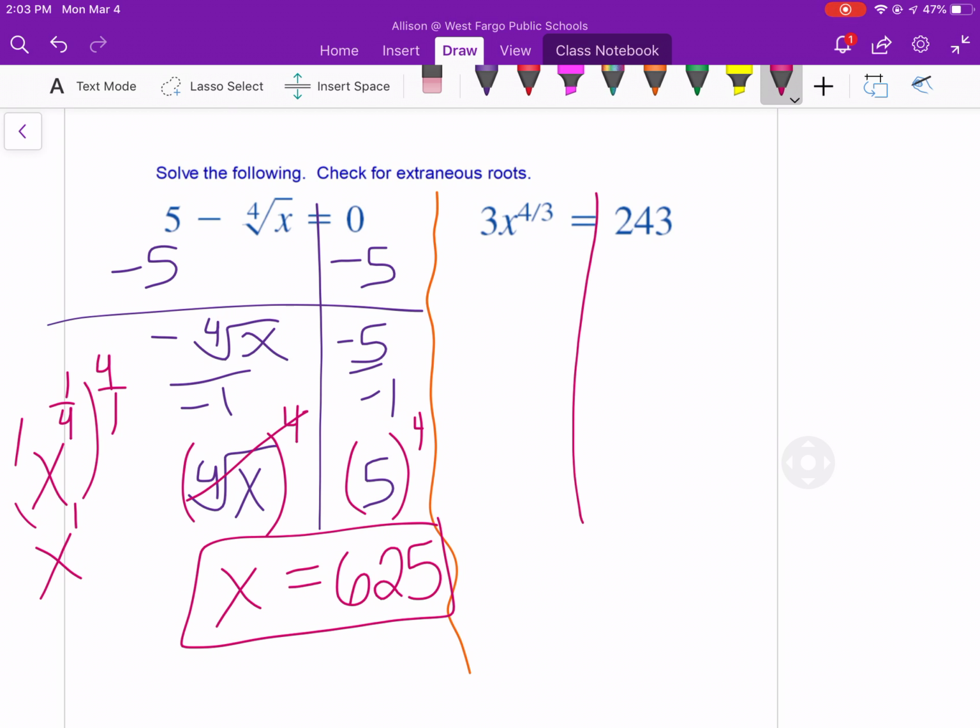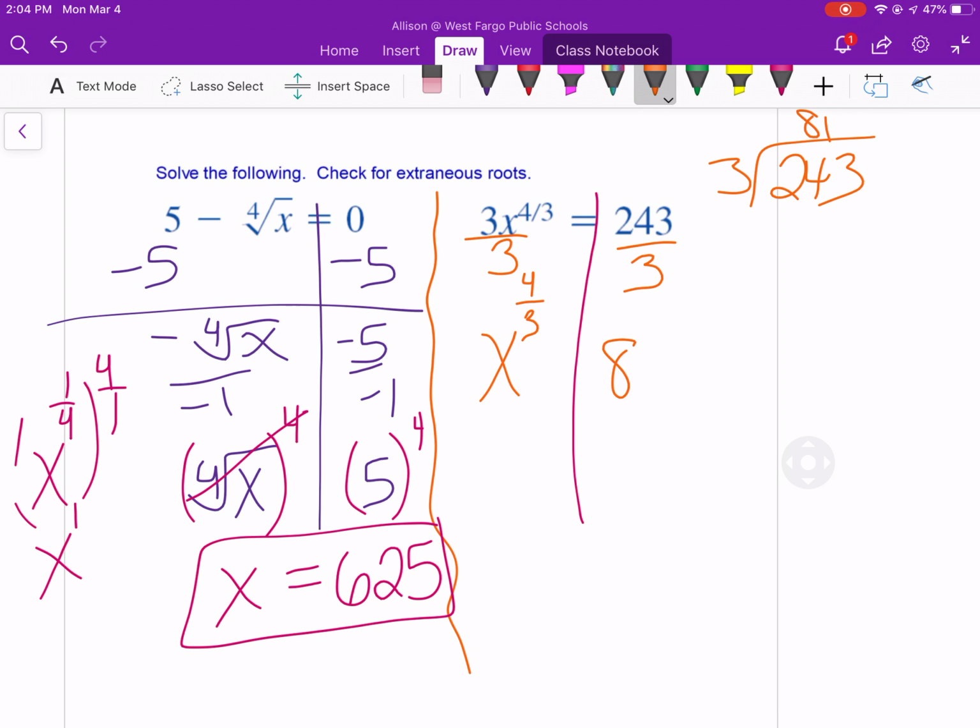Okay, the one on the left here. First, I'm going to divide by 3 on both sides. That's going to give me my x by itself, so I'm going to get x to the 4/3 equals now 24 divided by 3 is 8, and then 1, so we got 81 here. So x to the 4/3 equals 81.